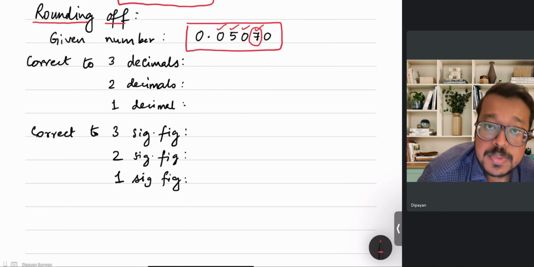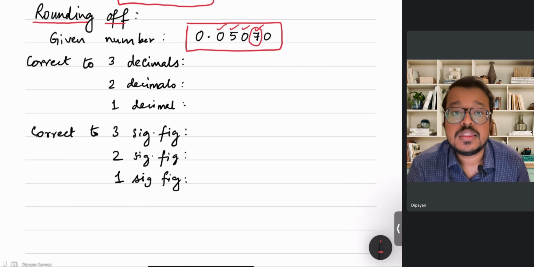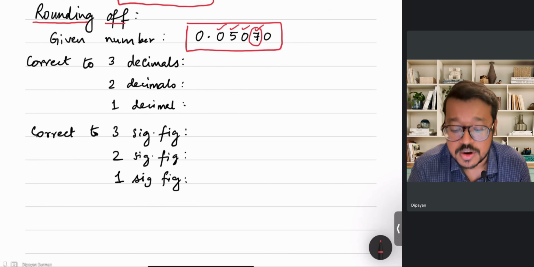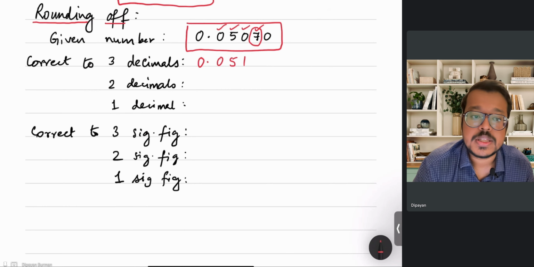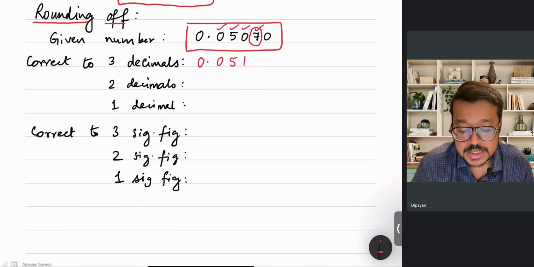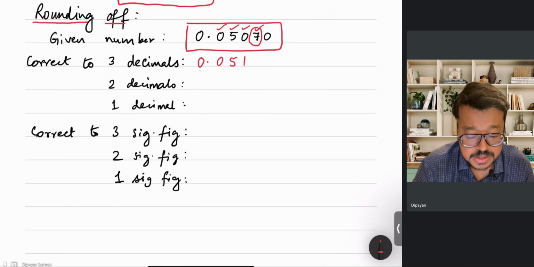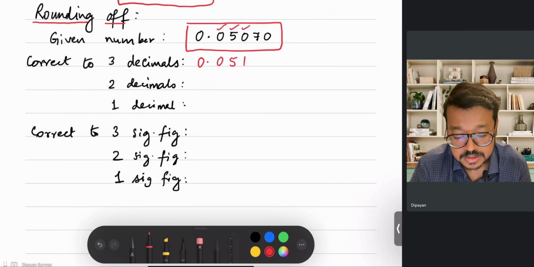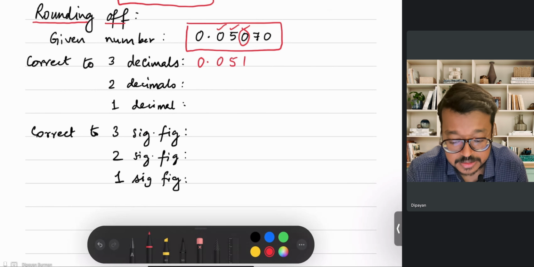So if this decimal place is 5 or more than 5, when I am rounding correct to 3 decimal places, the 3rd decimal place I will increase by 1. So then the number rounded off will be 0.051, and I have dropped the other decimal places. Now in case the same number, if I had to round off correct to 2 decimals, then I will be looking at till the 3rd decimal place, and here the 3rd decimal place is 0. So what can I do? I can just drop these extra decimal places and the number rounded off will be 0.05.